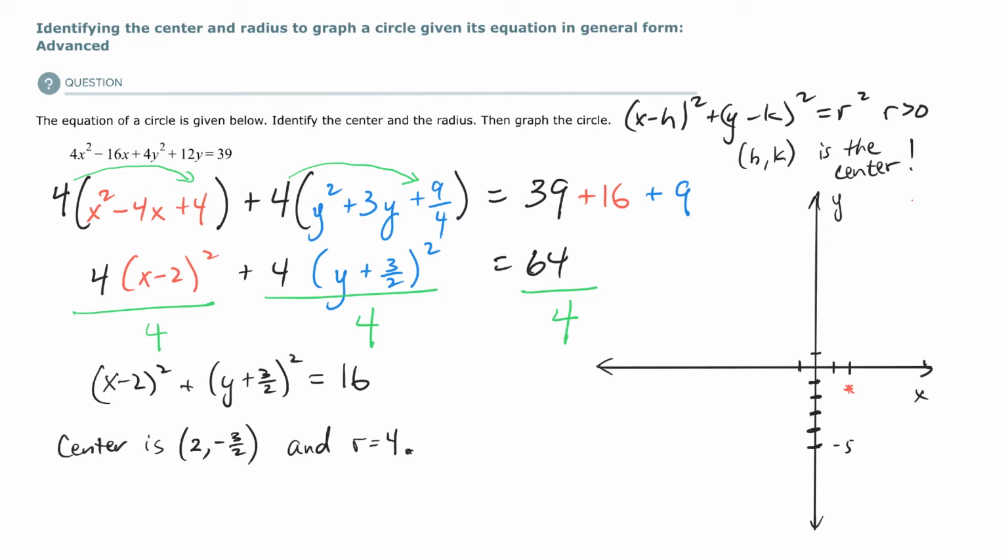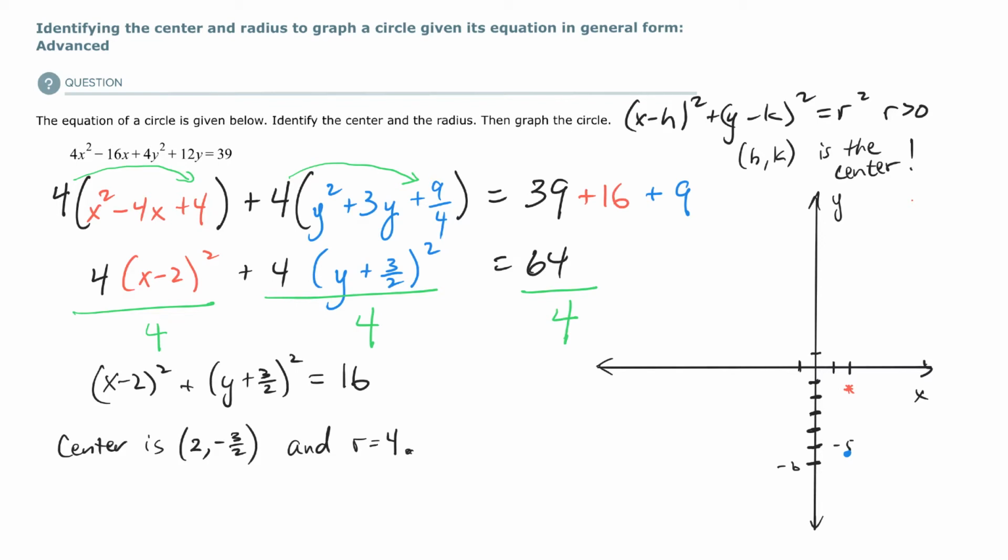So if you went down 4 units, you should have what? -5 and 1/2. So I'm going to put a -6 here, and I'm going to put an actual ordered pair that's on the circle. It's right there. Now, remember, it has a radius of 4. So that distance from that dot to the center of the circle is actually 4.